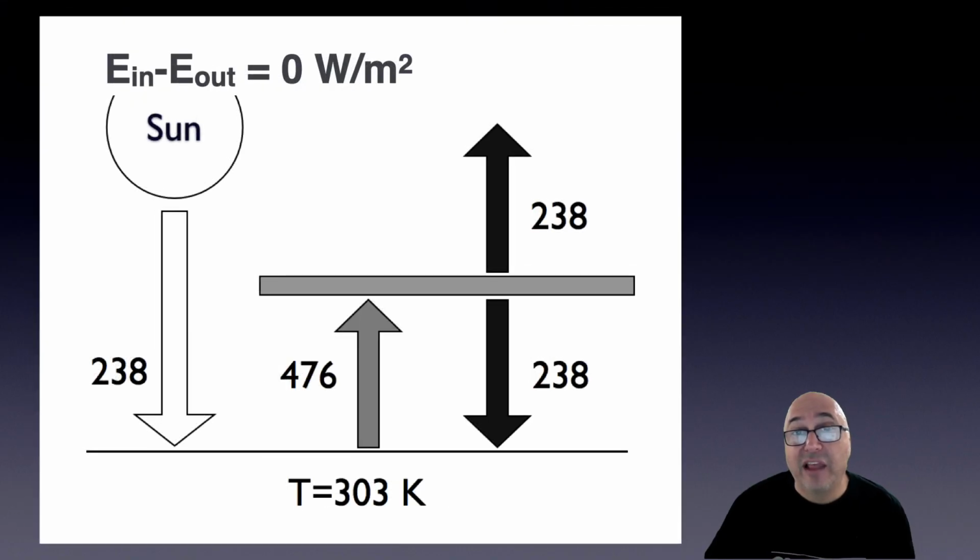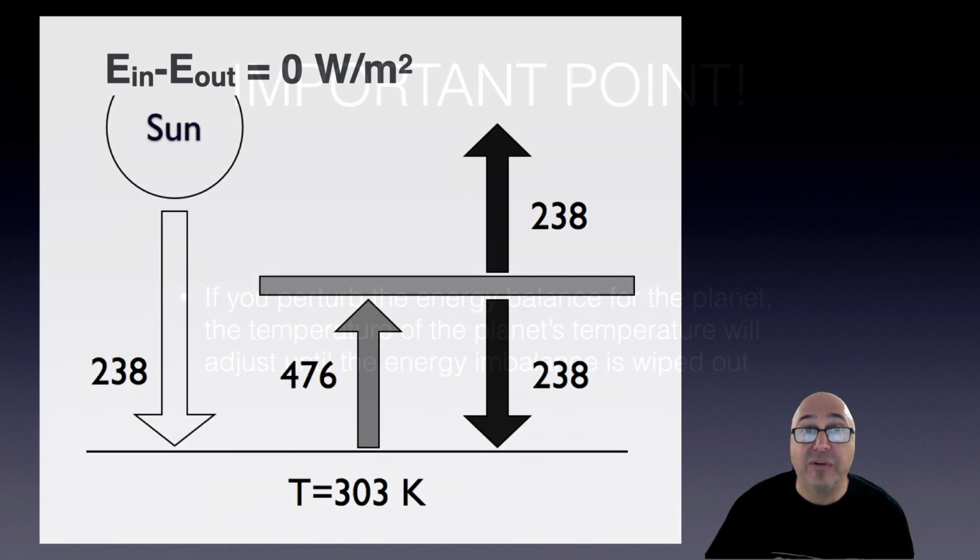Let's imagine the planet reaches 303 Kelvin. At this temperature, the surface is radiating 476 watts per square meter. The atmosphere absorbs this and radiates half upwards and half downwards. Energy in for the planet is 238 watts per square meter, and energy out for the planet is 238 watts per square meter. Energy in now equals energy out, and the planet now stops warming. We have reached a new equilibrium temperature.